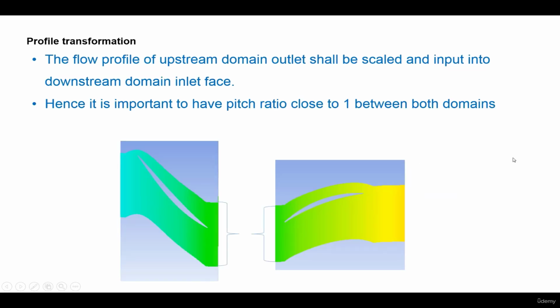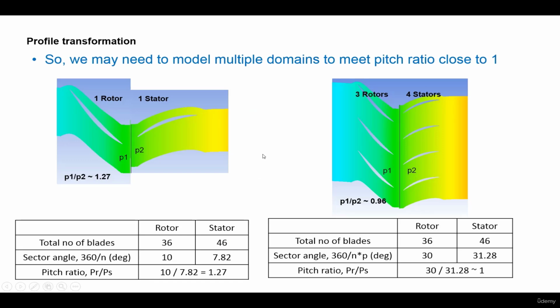In profile transformation, the flow profile of the upstream domain outlet shall be scaled and given as input into the downstream domain inlet phase. Hence, it is important to have pitch ratio close to 1 between both the domains, that is between rotor and stator domains. So, in profile transformation, we may need to model multiple domains to meet the pitch ratio close to 1.